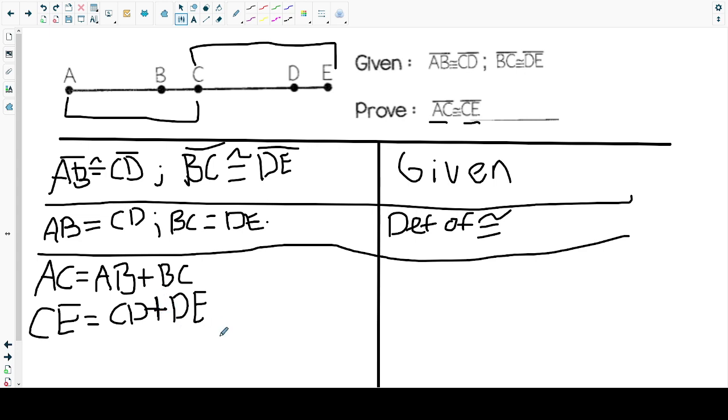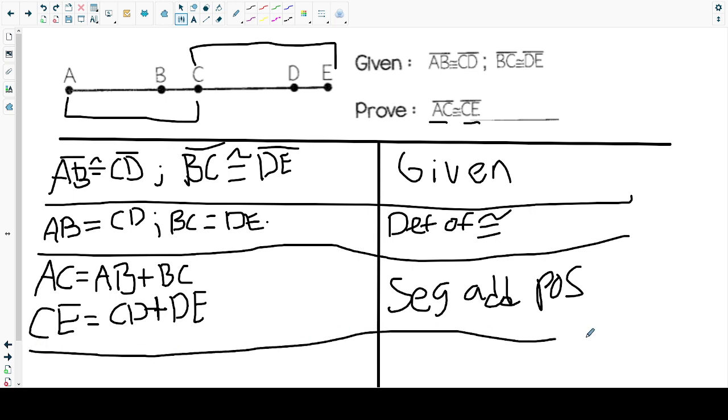Again, I'm getting the pieces in play here. And this is by segment addition postulate. So this is what I mean by, again, get my pieces in play. Now I have something about AC and CE that I can work with. There's something in the proof about those two things that I can manipulate, move around, and do what I need to.